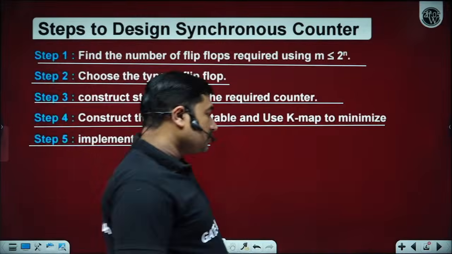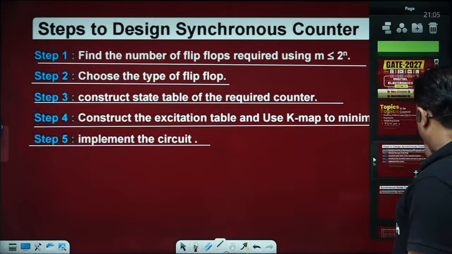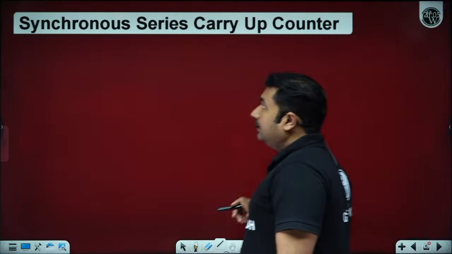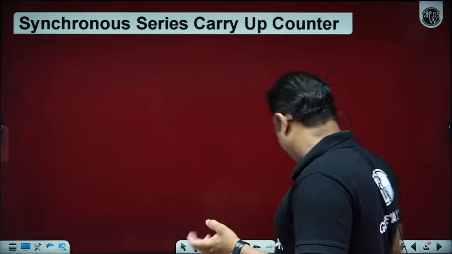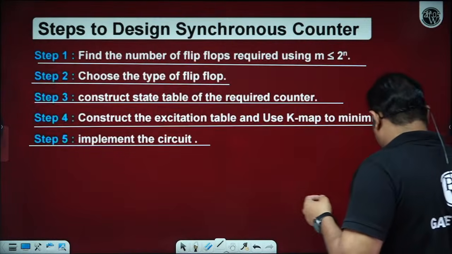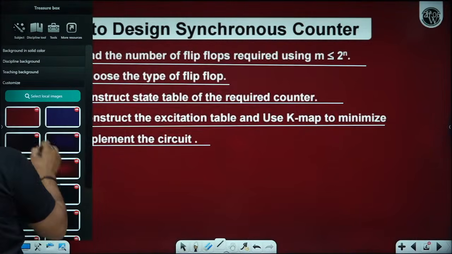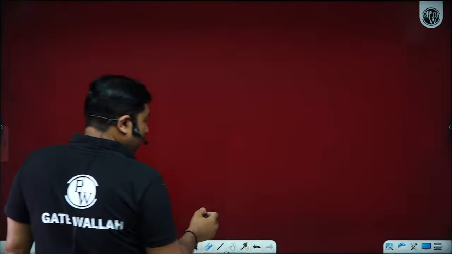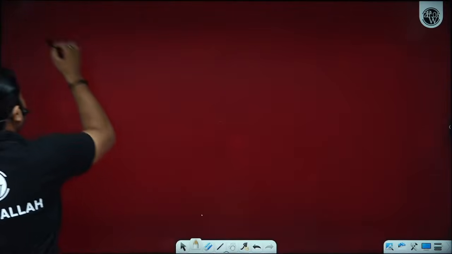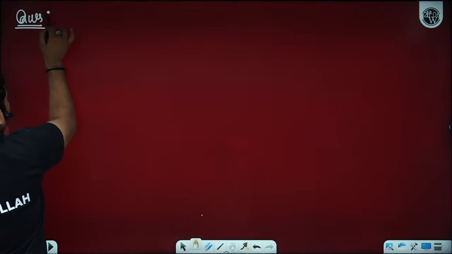Great. So let's design one desired counter. Let me make it simple. First question, I just want to make it as easy as possible, and also you are going to decide what counter you want to design. So please observe these steps through one question.